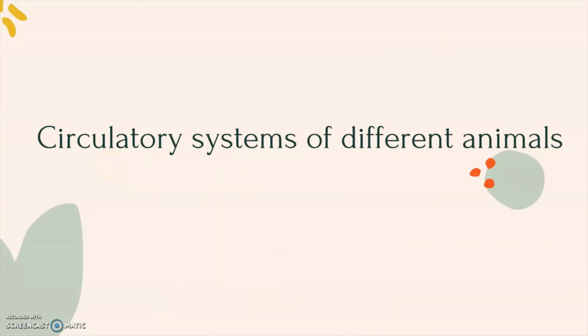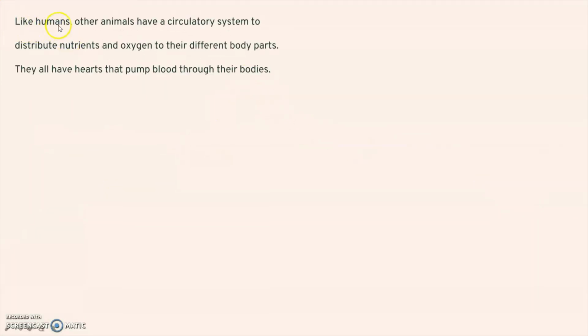Now you can open your book page 106 about the circulatory system of different animals. Now, like humans, other animals have a circulatory system too. It distributes nutrients and oxygen to their different body parts. They all have hearts that pump blood through their bodies. Their circulatory system can work in two ways.